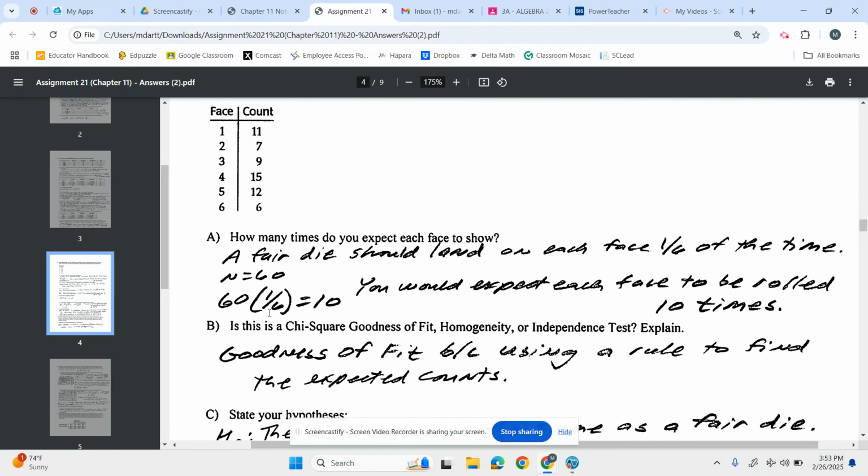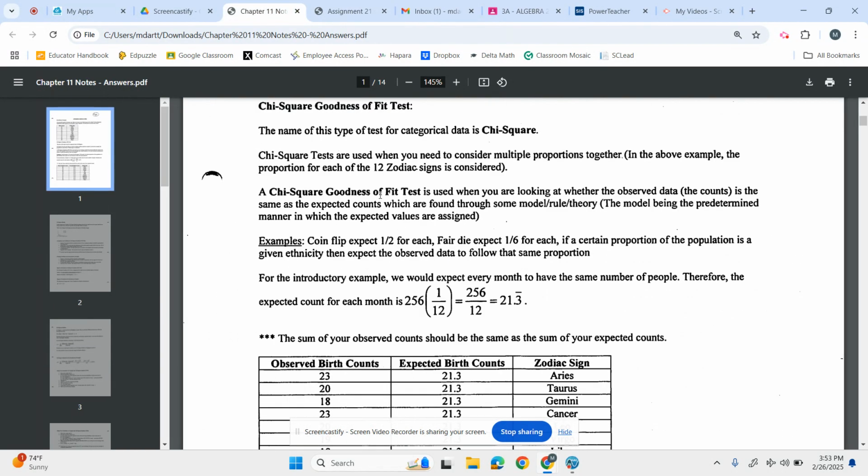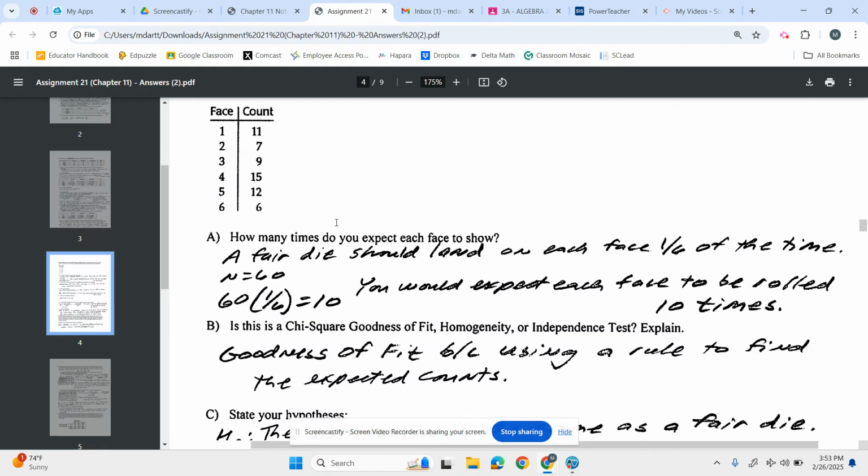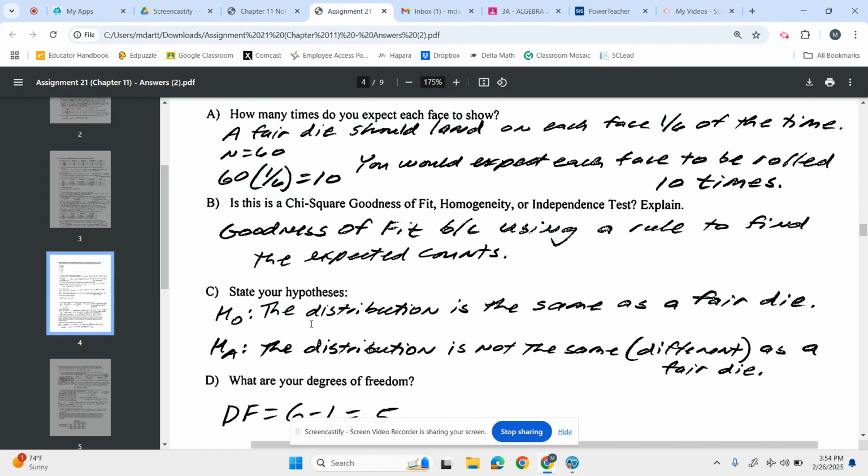Because we used a rule right here, and remember, if it's goodness of fit, you're not going to have a two-way table, and you're looking for a model, a rule, or a theory. So there is no two-way table here, and we just used a rule. We multiplied by 1/6. So that means it's going to be a goodness of fit test because there's a rule, the 1/6. So state your hypotheses.